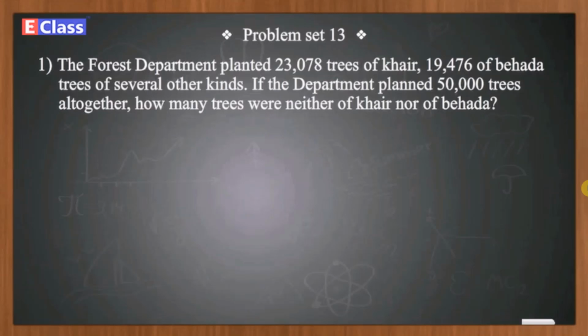Now, let's solve the first problem of problem set 13. 1. The Forest Department planted 23,078 trees of Karanj and 19,476 trees of Behada, out of a total of 50,000 trees. Answer. By reading the question, you have noticed that this is a mixed example. We have to subtract the total trees of Karanj and Behada from the total number of trees. Then we shall get the number of other trees.